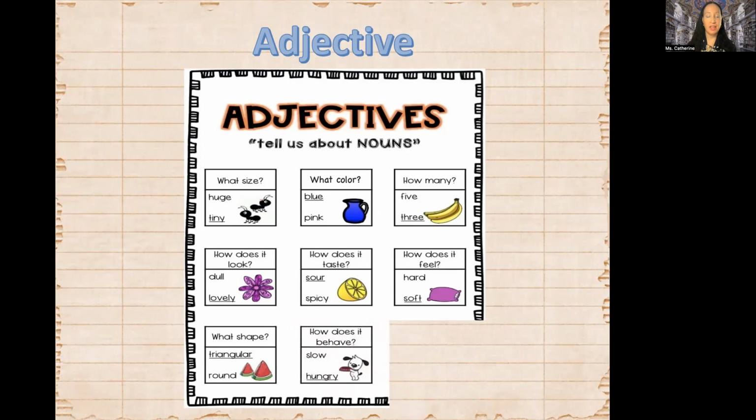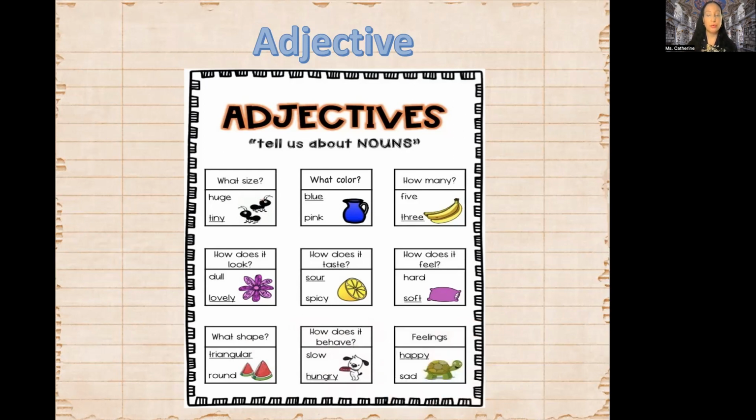How does it behave? It behaves hungry. Hungry is the adjective. And what are we looking at in this picture? This is a dog. It's a hungry dog. And what's the noun here in hungry dog? Dog.